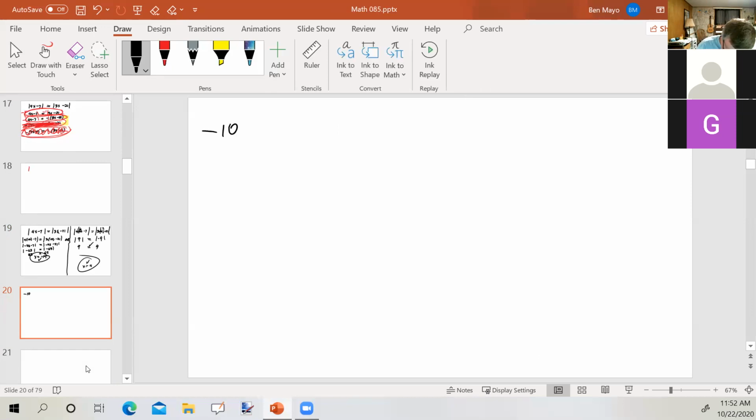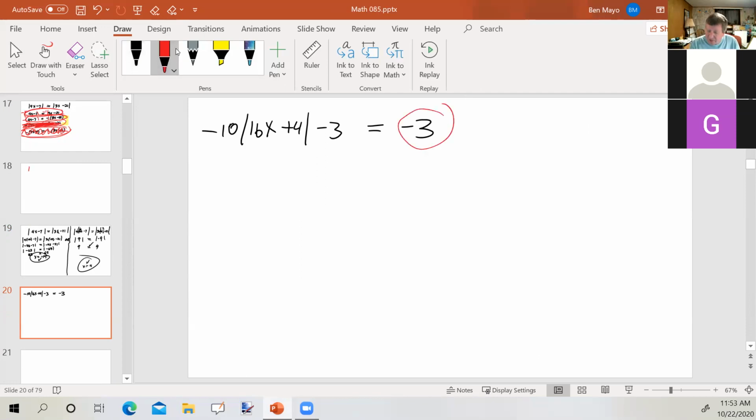Negative 10 times the absolute value of 16x plus 4 minus 3 equals negative 3. Now, be careful. You might look at this problem and say, aha, the right side is a negative number, so there's not going to be any solution. Wait a minute. We have to isolate the absolute value first, because after we do that, that negative 3 might not be a negative 3 anymore. Let's see what happens.